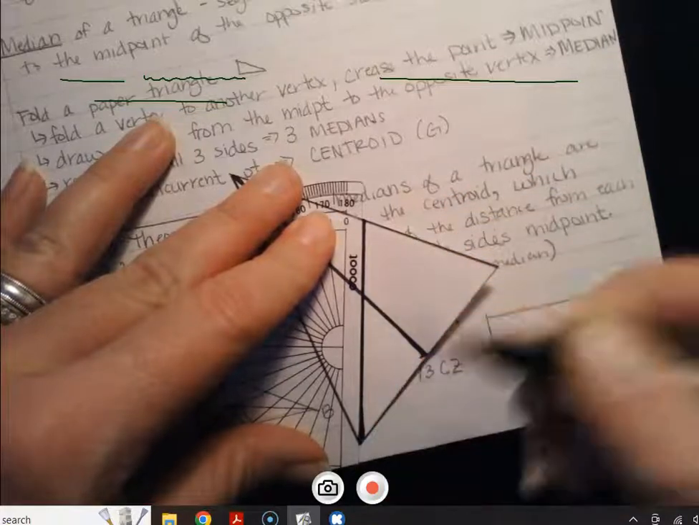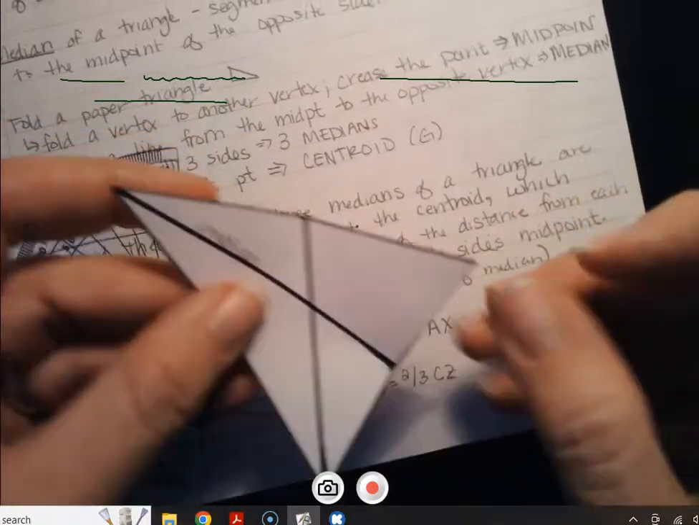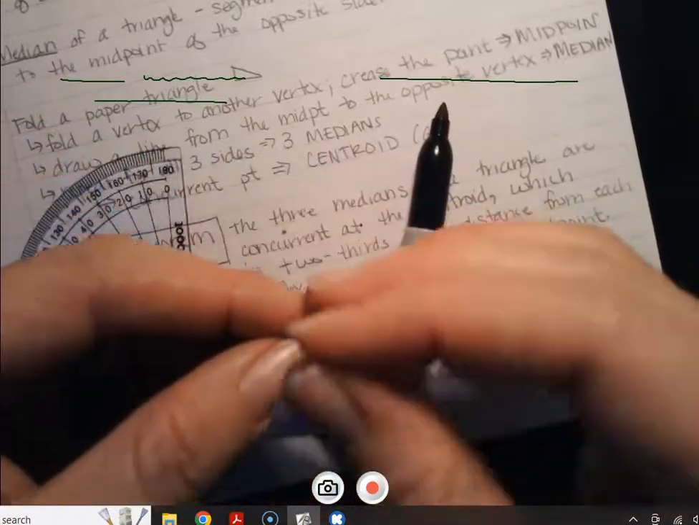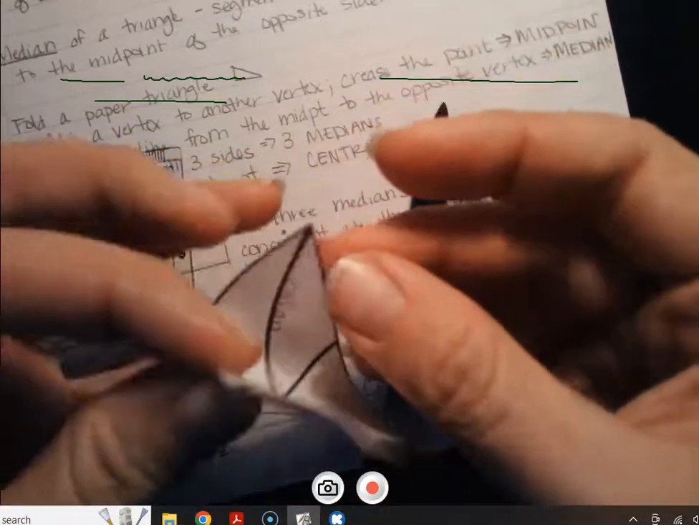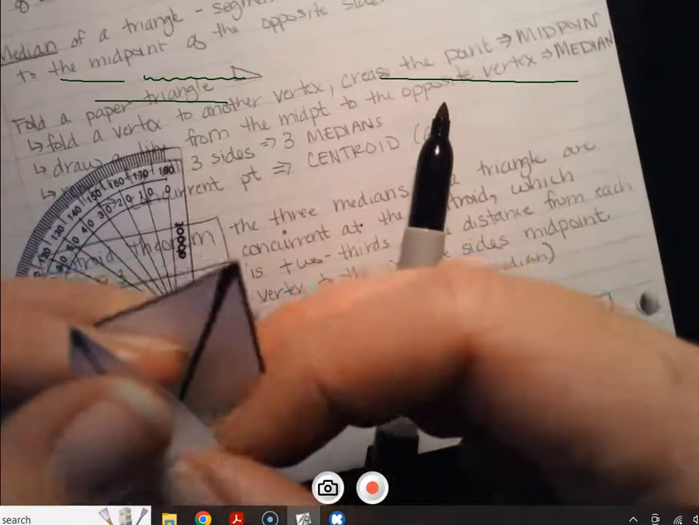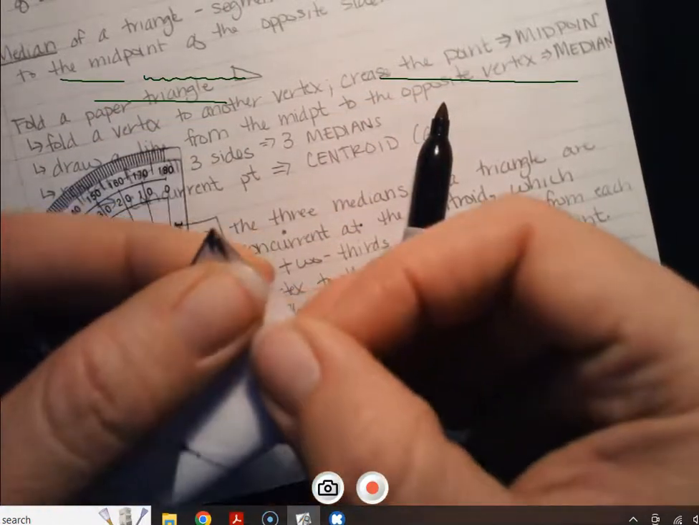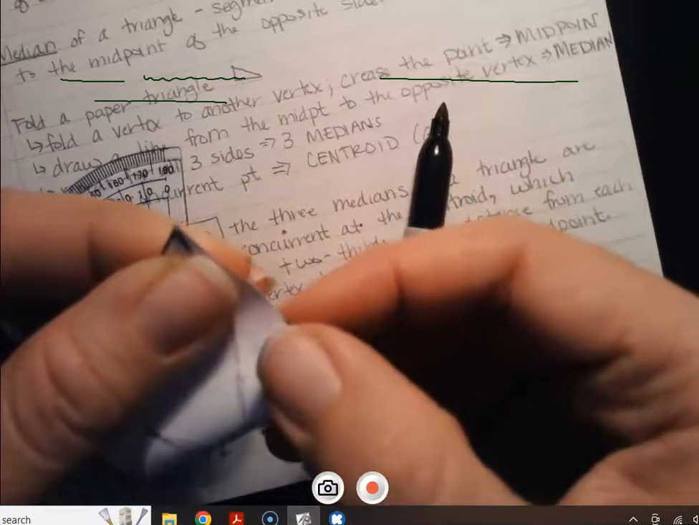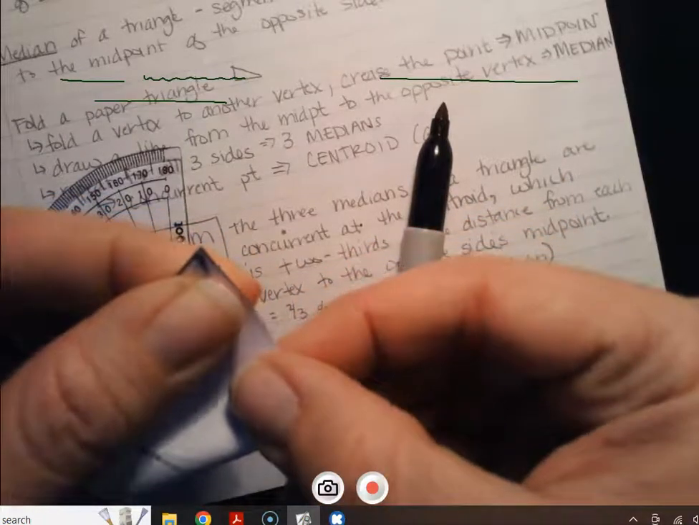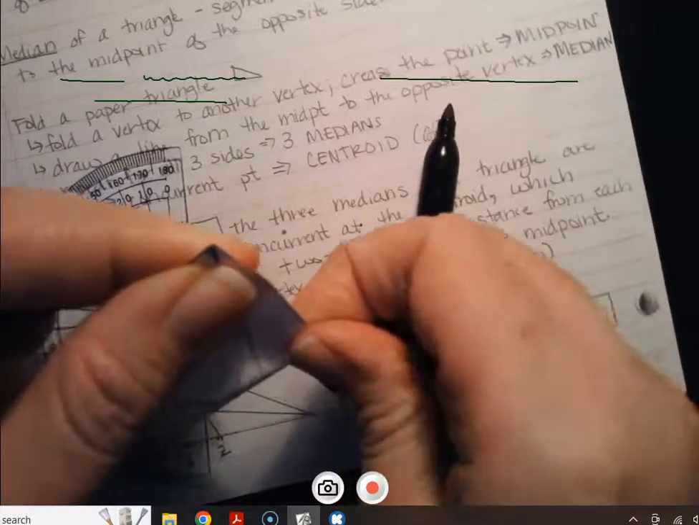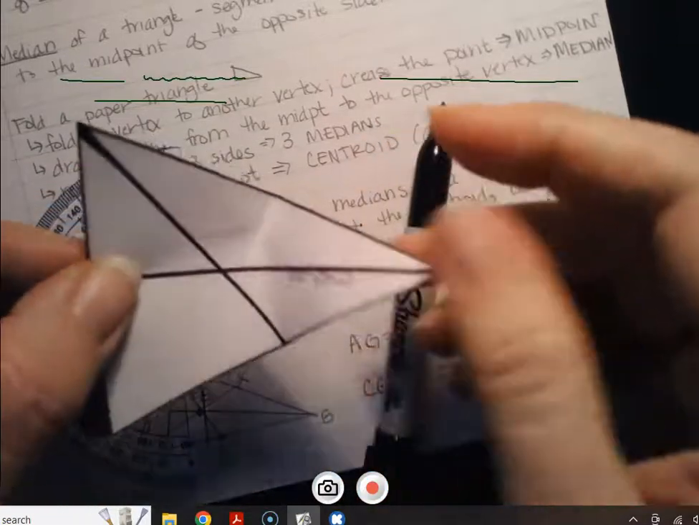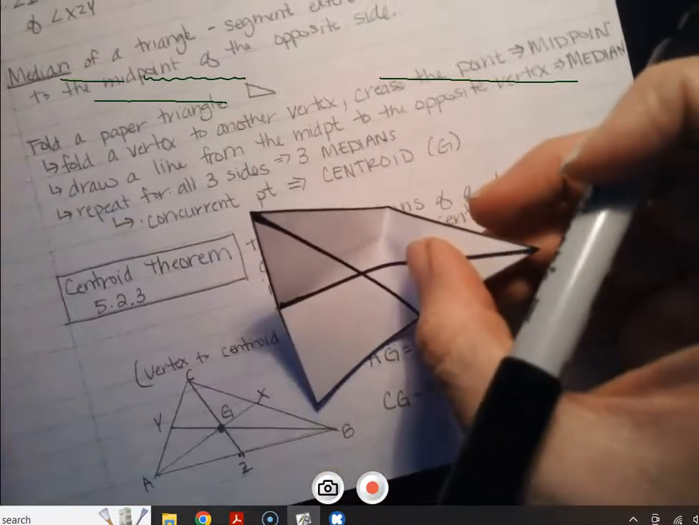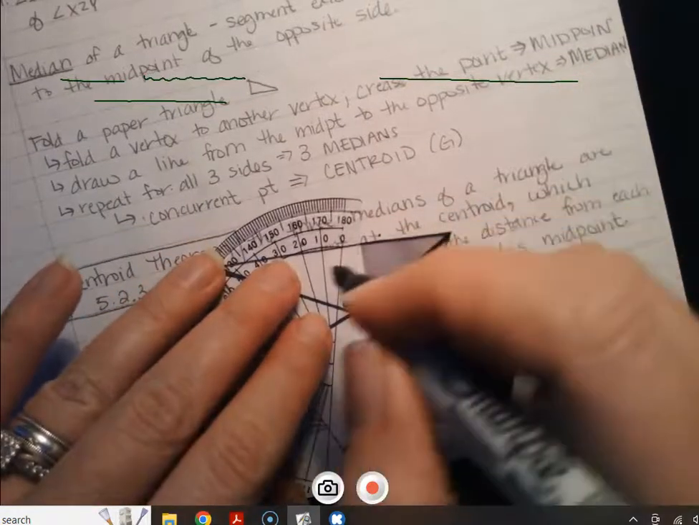Whoop, I got off a little bit. Okay, and then do your last one. I can't get mine to fold. So bring your vertices together. Do a crease, just crease that midpoint. All right.